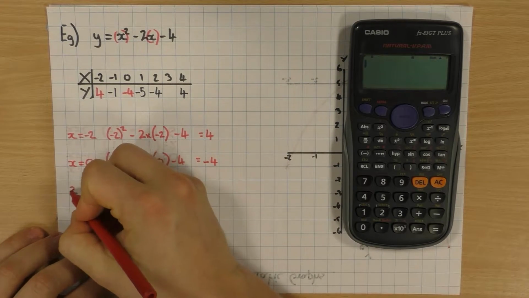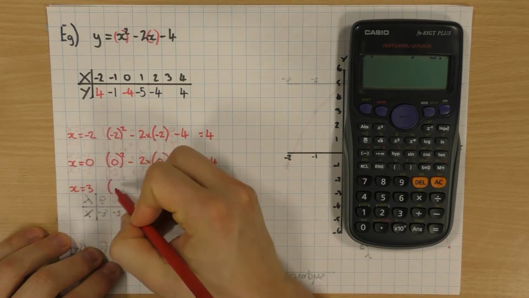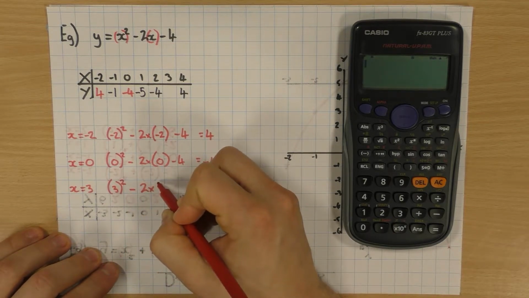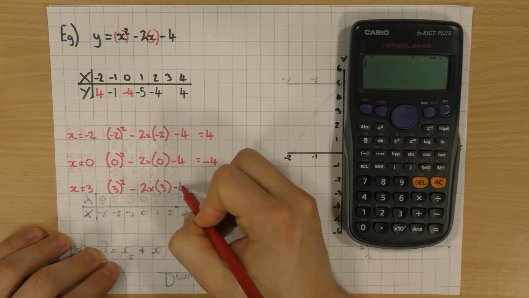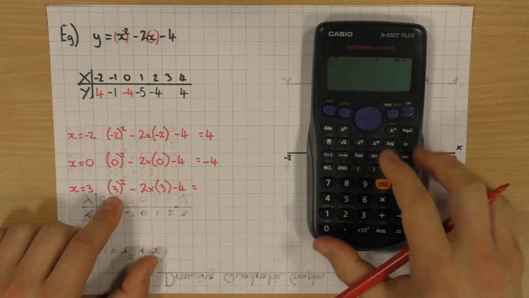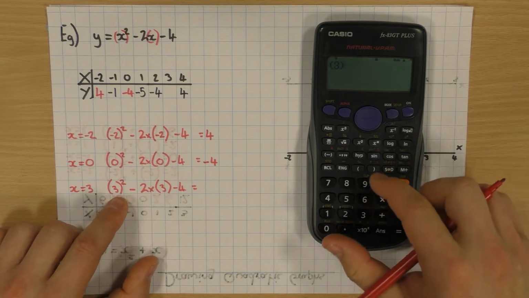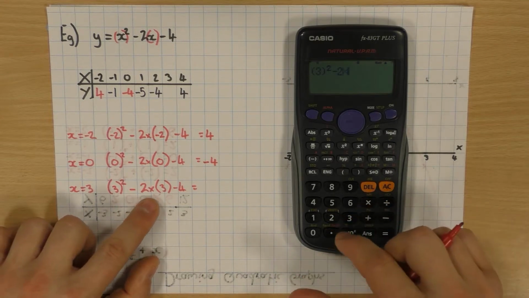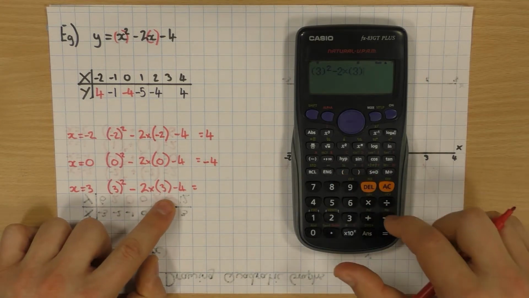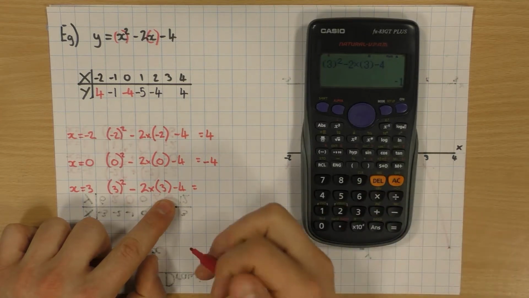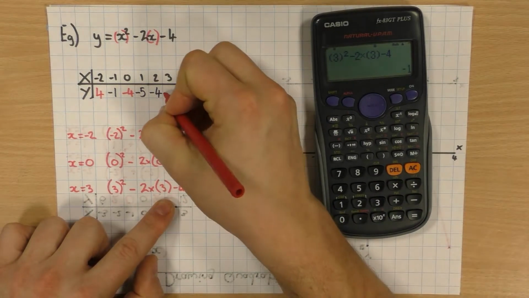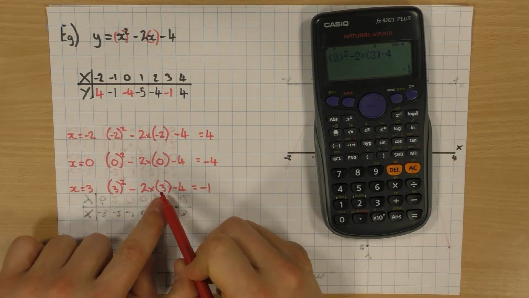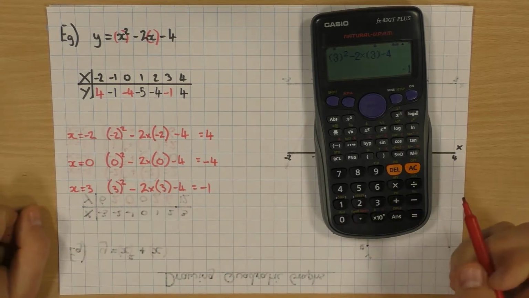And last one here, when x is 3, so exactly the same thing. Where you've got the brackets, you can just substitute in your value of 3. And you can work it out or use a calculator, it's entirely up to you. Obviously, if you've got a calculator, it might make sense just to do it. So in brackets 3 squared, take away 2 times, in brackets 3, and then take away 4, we're going to have minus 1. Also, you've got 3 squared, which is 9, 2 times 3 is 6, so 9, take away 6 gives you 3, take away 4, there's your minus 1.